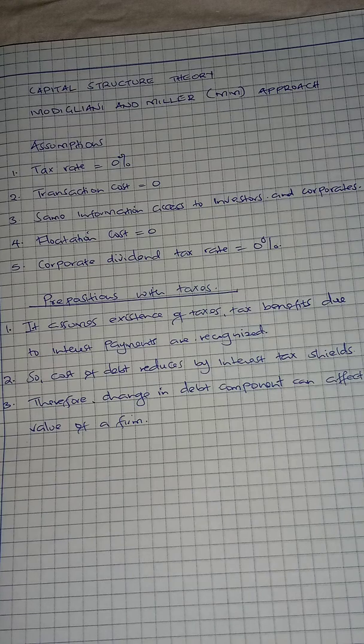So we have the propositions that they came up with. So we have the MM propositions without taxes, that is proposition 1 and proposition 2, and that one we had covered in our previous video. So if you've not watched our previous video on capital structure theory, Modigliani and Miller approach, but with propositions without taxes, so in this lesson, we are going to learn about the proposition with taxes.